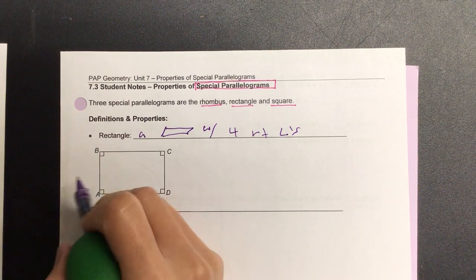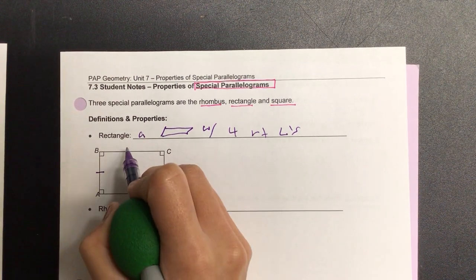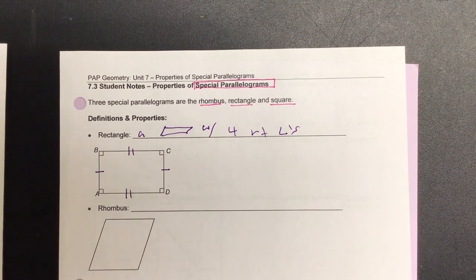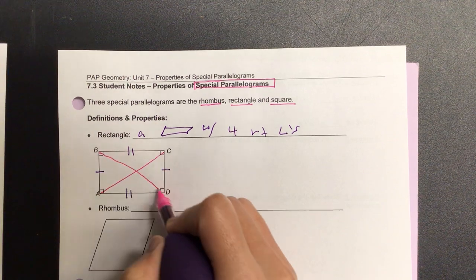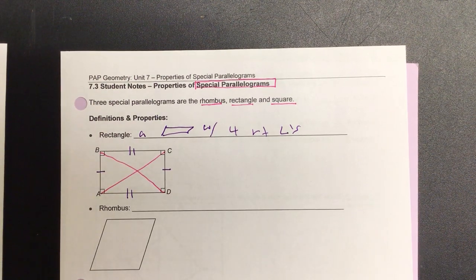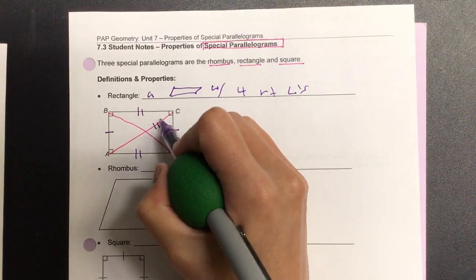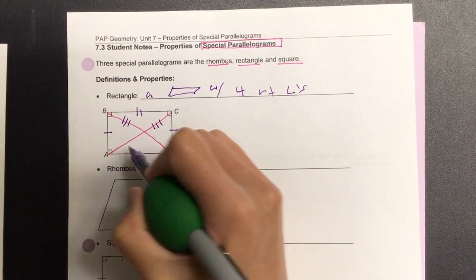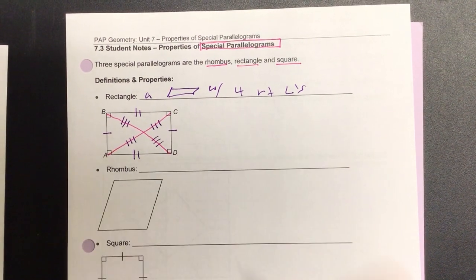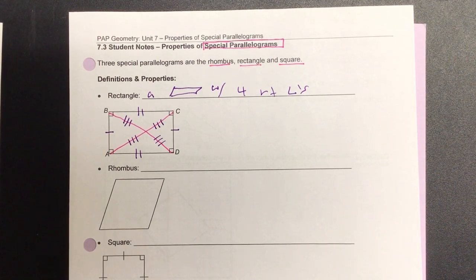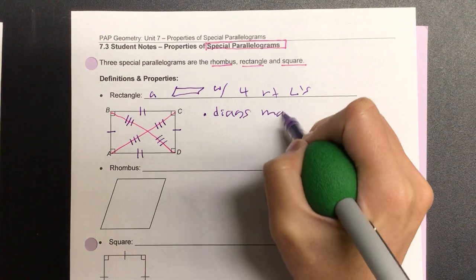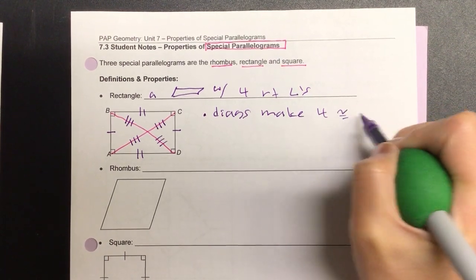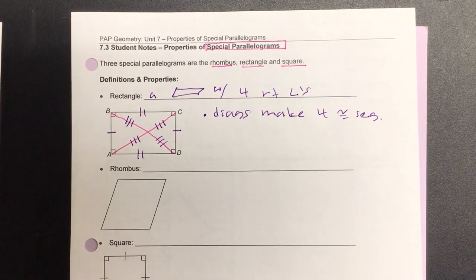So let's put in some of the features. Opposite sides are congruent. And something cool about the rectangle is that the diagonals are congruent. Because the diagonals are congruent, it's going to bisect all 4 to become the same measurement. So my key here is the diagonals make 4 congruent segments. But if it was just a parallelogram, it won't be, okay?